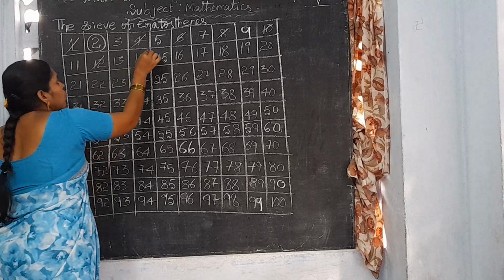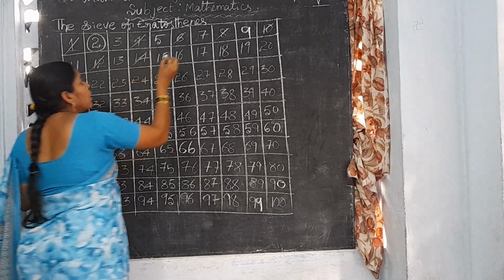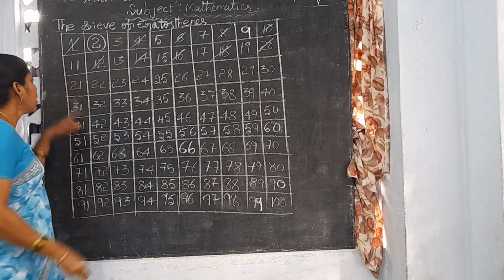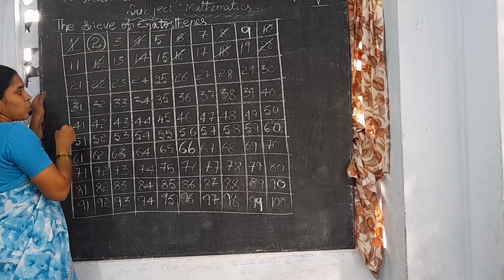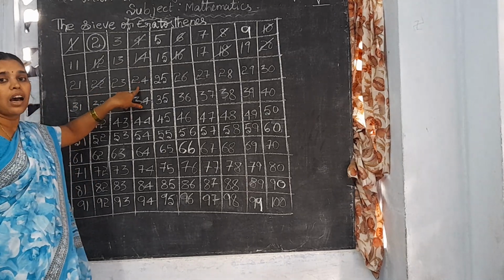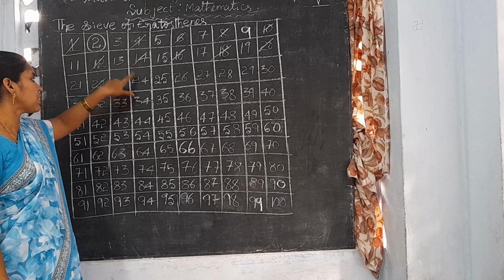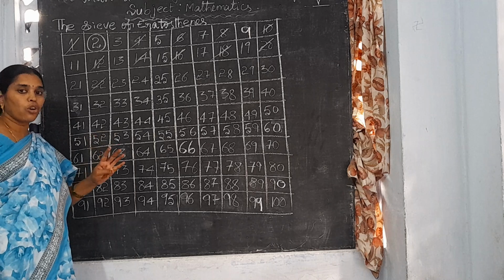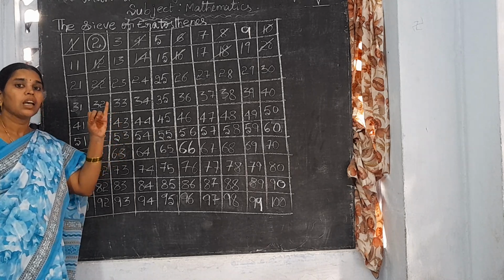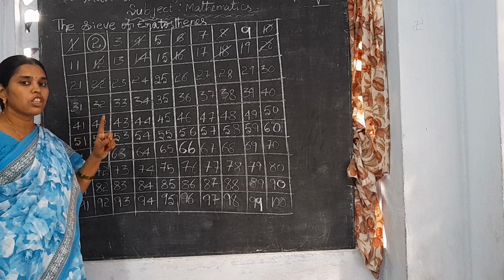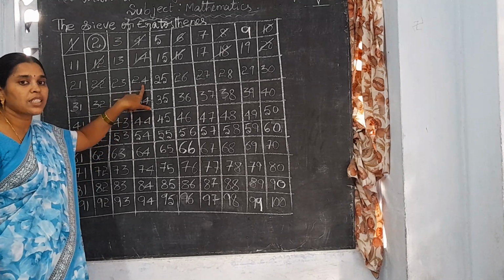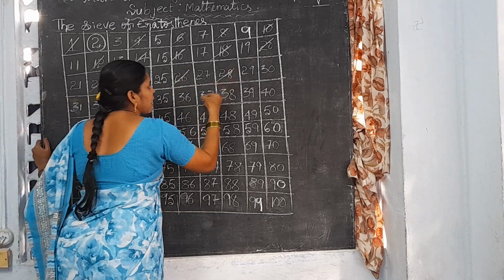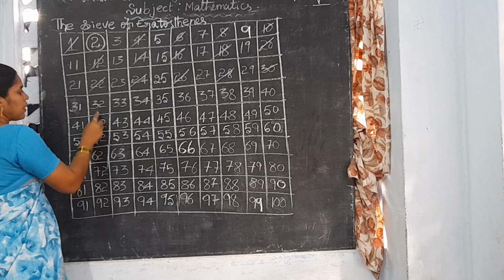2 sixes are 12, 2 sevens are 14, 2 eights are 16, 2 nines are 18, 2 tens are 20, 2 elevens are 22. You know what a factor of 2 means? Is it divisible by 2? How will you find out? The last digit must be 0, 2, 4, 6 or 8. Those numbers are divisible by 2. So check the ones digit. It is 4, so strike out. Here 6, strike out. 8, strike out. 0, strike out. Like that.